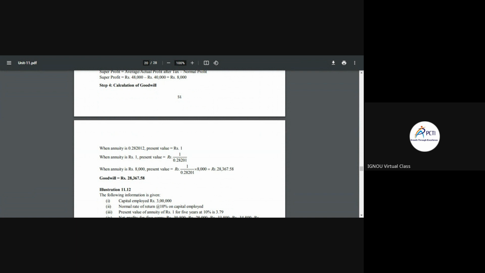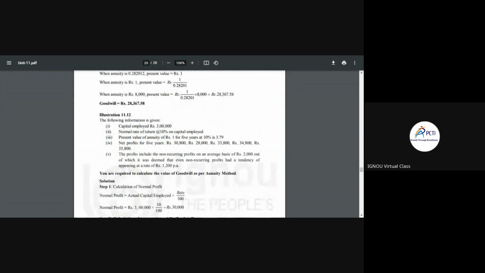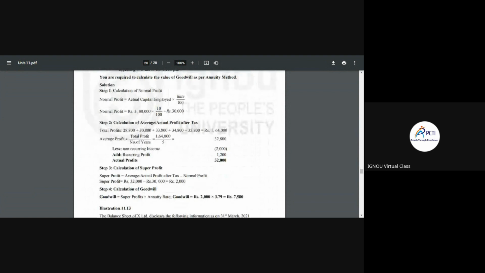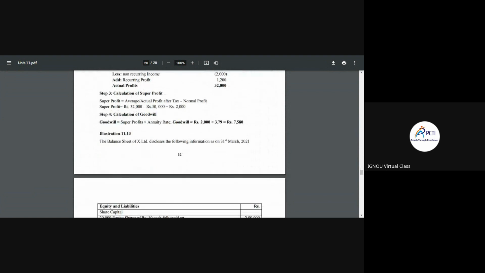Then annuity is 0.282012, present value is equal to 1. So 1 is divided by 0.282012 and multiplied by 8,000. So it will be equal to 28,367.58. So the goodwill will be 28,367.58. In the same way, we can calculate the goodwill in this question also.